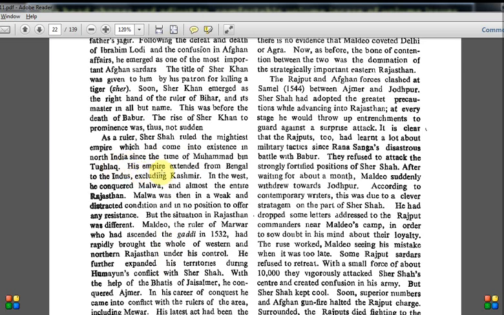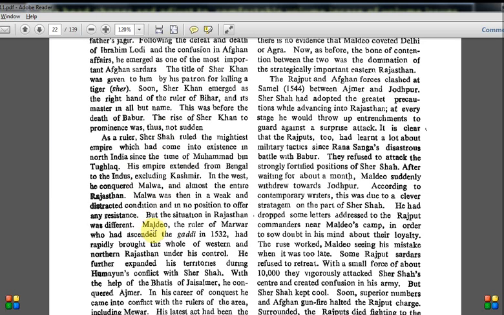His empire extended from Bengal to the Indus, east to west, excluding Kashmir. So it's up till the Punjab region, the Amritsar region. In the west, he conquered Malwa and almost the entire Rajasthan. Malwa was then in a weak and distracted condition, and in no position to offer any resistance. But the situation in Rajasthan was different.